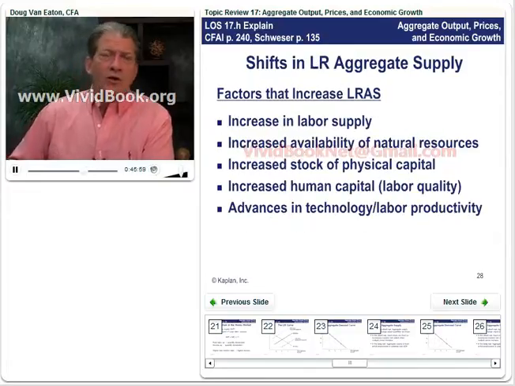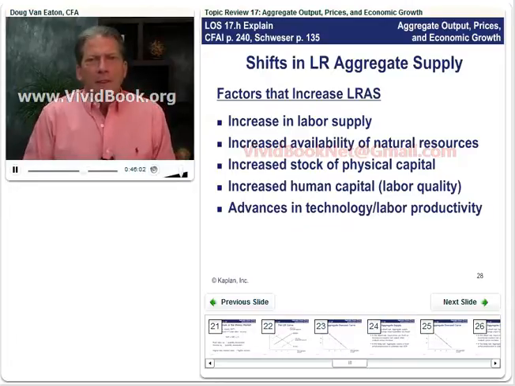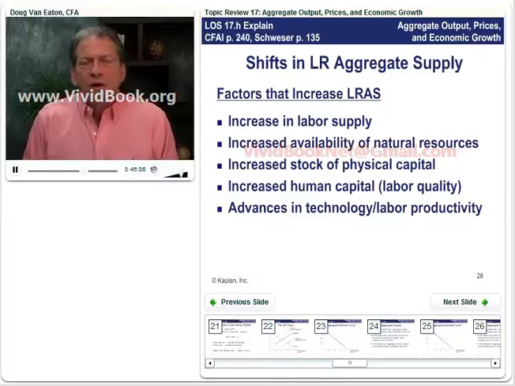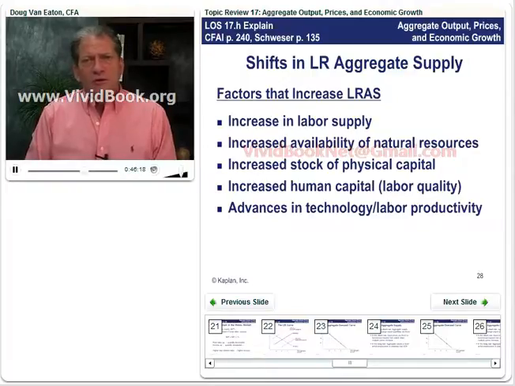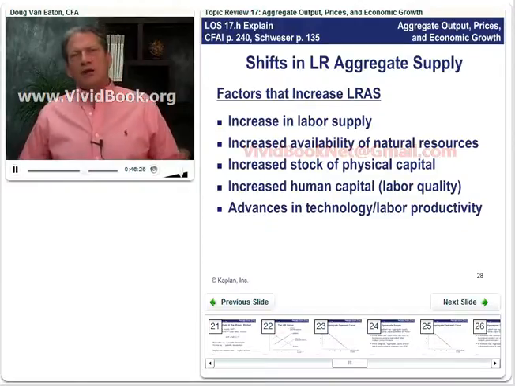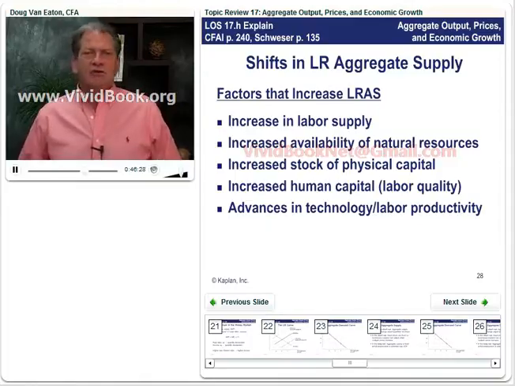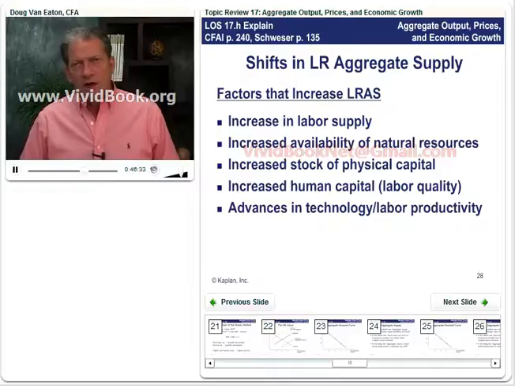Now, what about long-run aggregate supply? Well, these are the same factors that grow an economy. If we have an increase in labor supply, we got more labor, same capital stock, we can have more output. If we have increased availability of natural resources, that can shift long-run aggregate supply. More physical capital, as we build up more physical capital over time, that can increase the full employment rate of GDP, the amount of long-run aggregate supply.